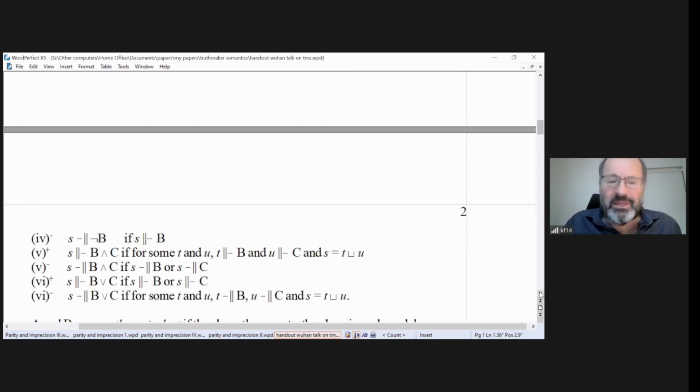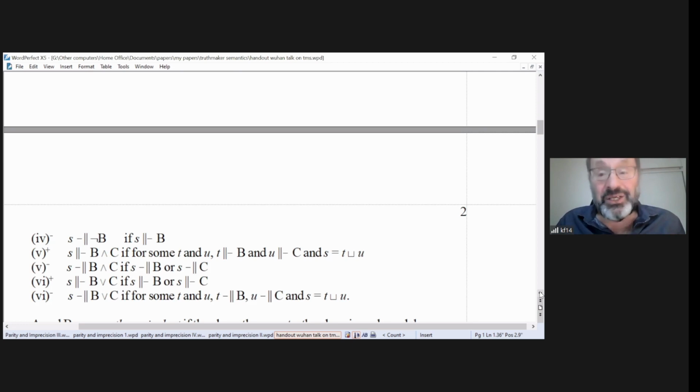We now come to conjunction. And this next clause is the most distinctive clause in Truthmaker Semantics. Someone suggested to me that if you want to know whether someone's giving a Truthmaker Semantics, see what the clause is for conjunction, for when a conjunction is made true. Now, standardly, we say that the conjunction is made true by a state if each of the conjuncts are made true by the state.